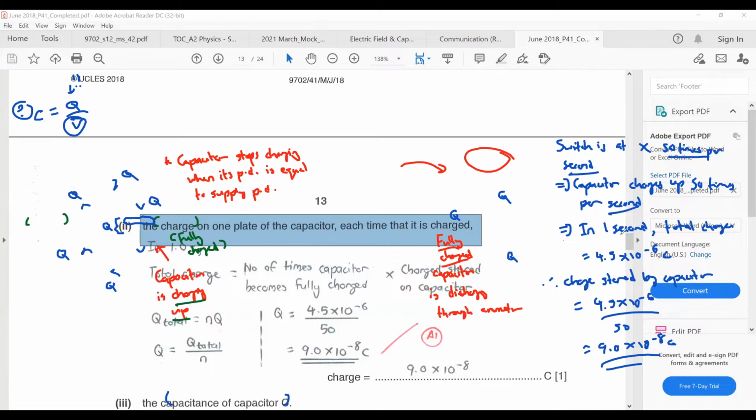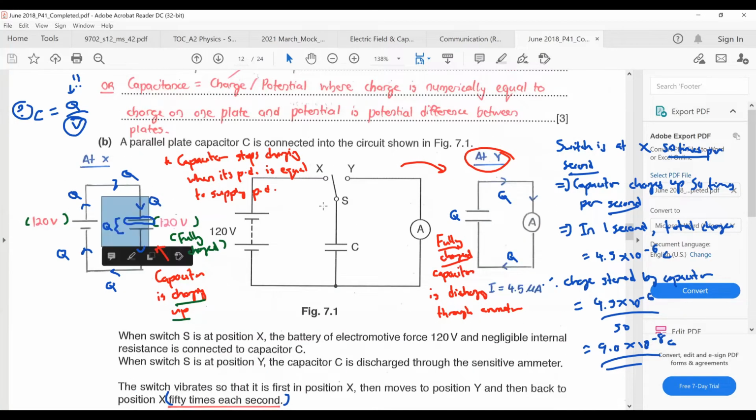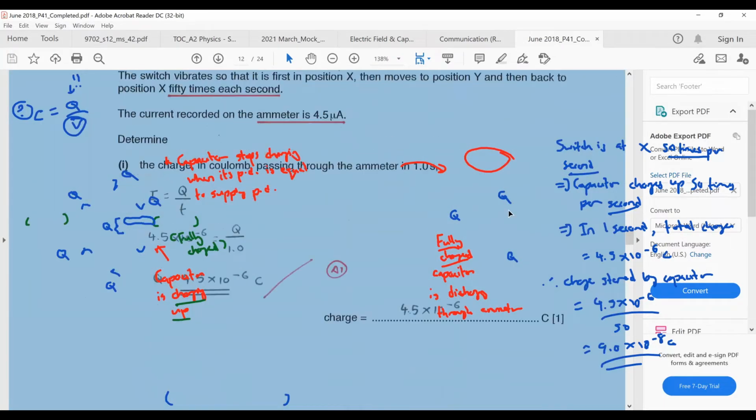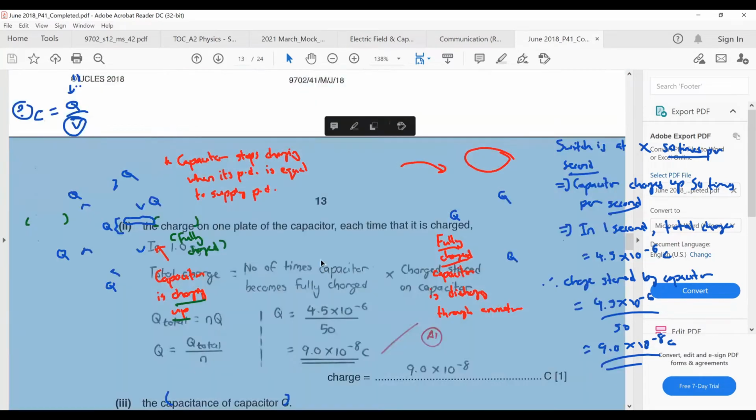All right, but in that 1 second, you know that the total charge that has been stored by the capacitor is 4.5 times 10 power minus 6, because whatever charge was stored by your capacitor will eventually be discharged through your emitter. And you found out that in 1 second, the total charge discharged from the capacitor is 4.5 times 10 power minus 6. So if you want to find out the charge stored by the capacitor each time it charges, you take this, divide by 50. That is the idea here.